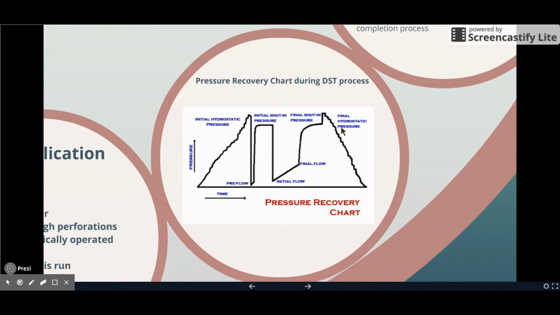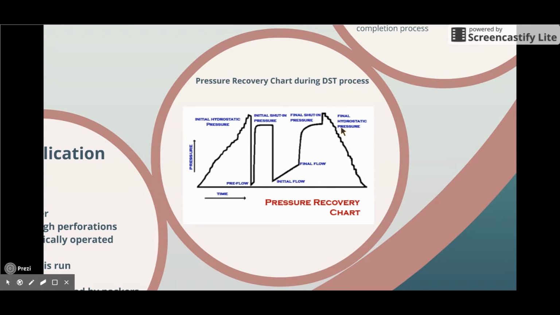So pulling out of hole continues until all the strings are pulled out of hole. The recorder shows the decreasing pressure. This is due to the decreasing mud column height or hydrostatic head as the recorder moves up together with the DST string.